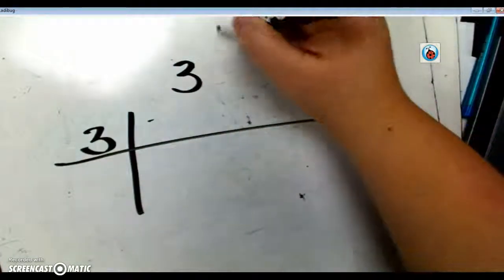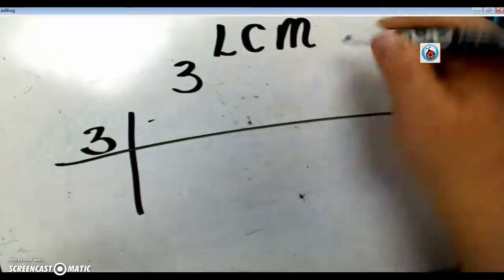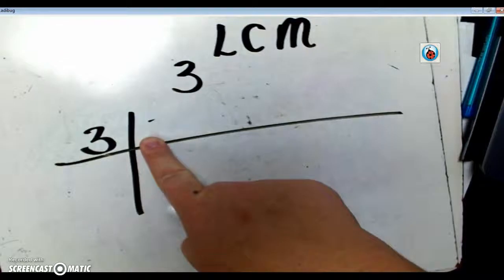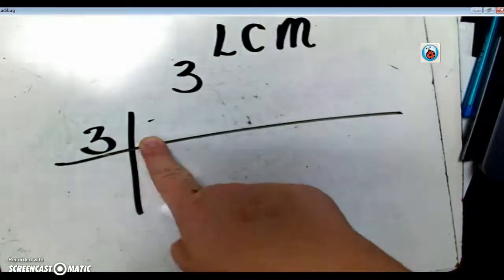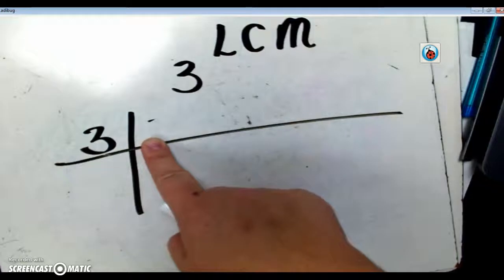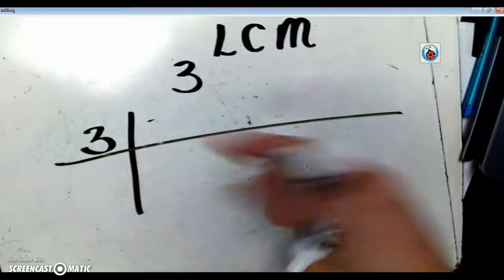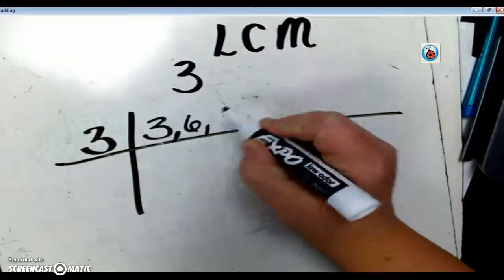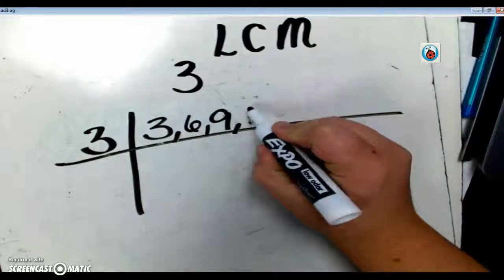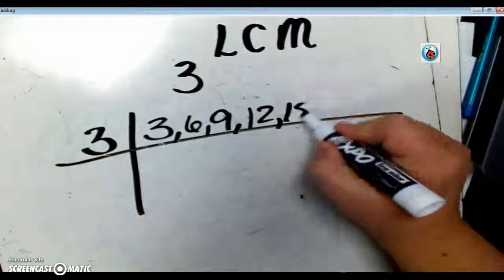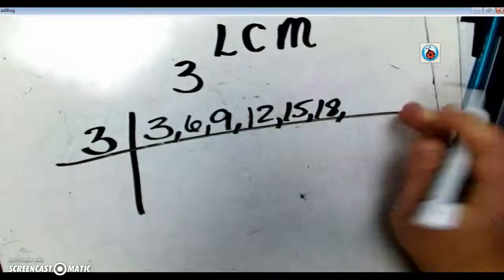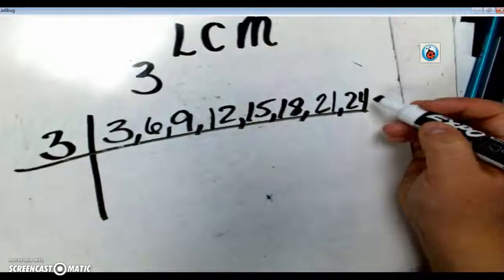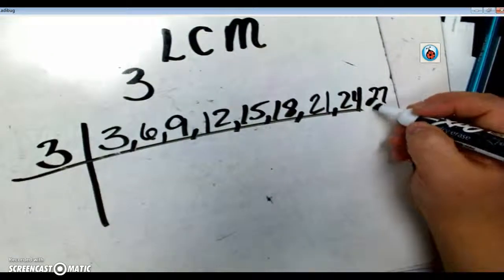When I find the LCM, which is the acronym for least common multiple, all I'm doing is starting with my number and multiplying it by 1, then by 2, then by 3. Do you see why we memorize math facts? So 3 times 1 is? 3 times 2? 3 times 3? 3 times 4? 3 times 5? 3 times 6? 3 times 7? 3 times 8? 3 times 9? And 3 times 10 would be?